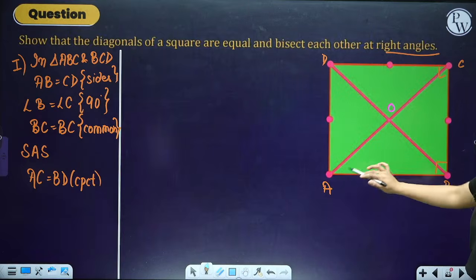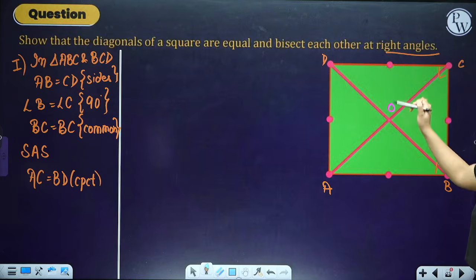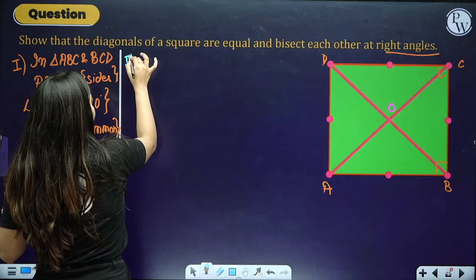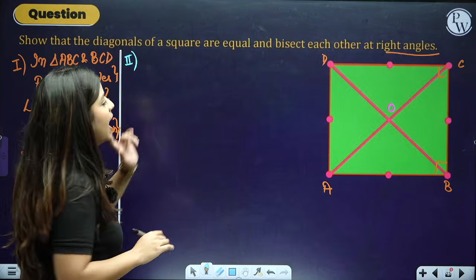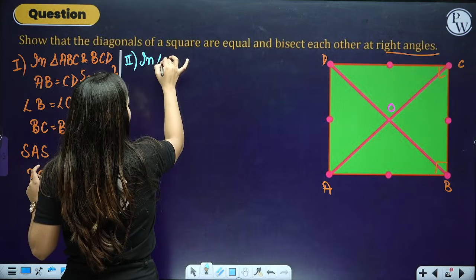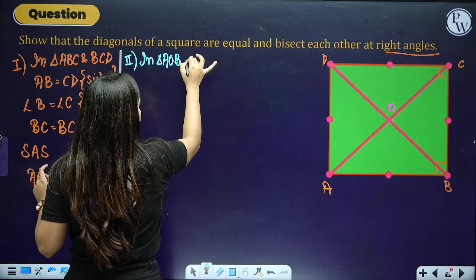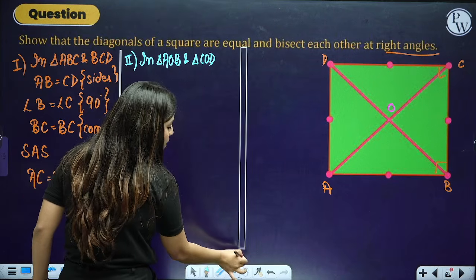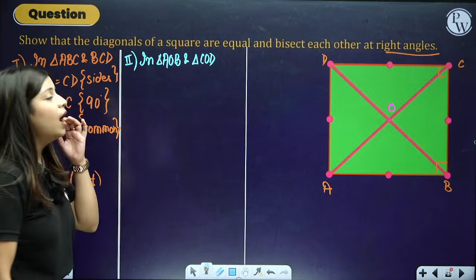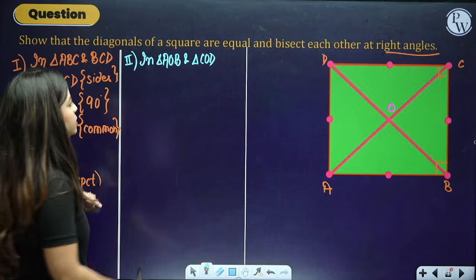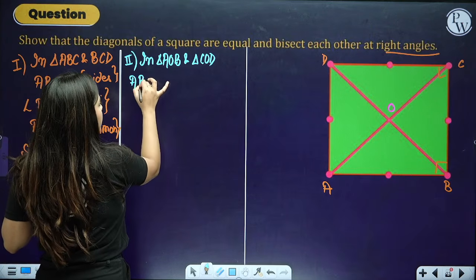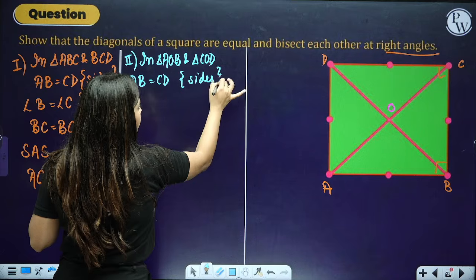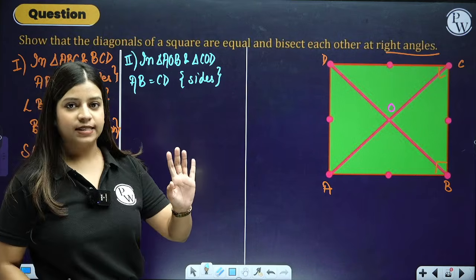So, we have to prove that AO is equal to CO and BO is equal to DO. Now, to prove that, we need to take two other triangles and prove them congruent. That is AOB and COD. Now, in triangle AOB and triangle COD, how do we prove the congruency, bacha? First of all, AB is equal to CD. Again, the same reason, because they are sides of the square. As simple as that.